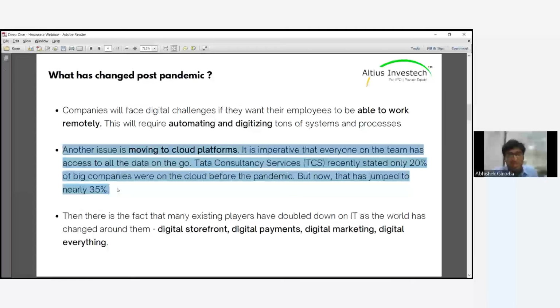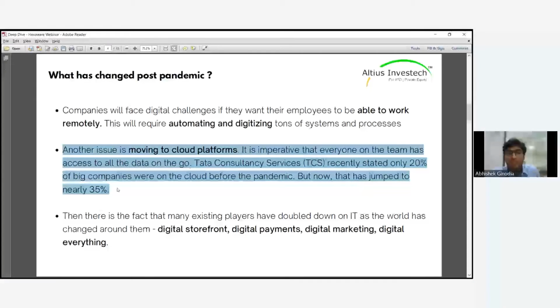So they were working out of the same office, or the same office building, city, or even if not the same city, maybe in different offices, but then they were very concentrated structures. And therefore, there was a possibility wherein companies could have singular data centers wherein they could have stored all of their data and get their operations done. But with work from home, there is a huge need to move to cloud platforms.